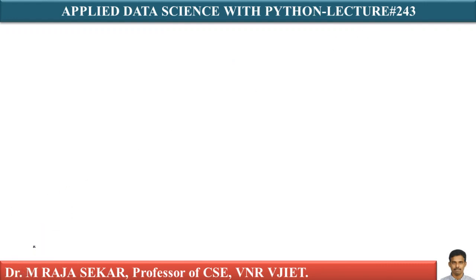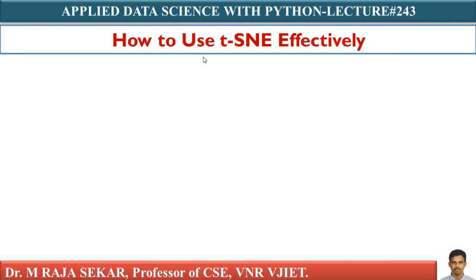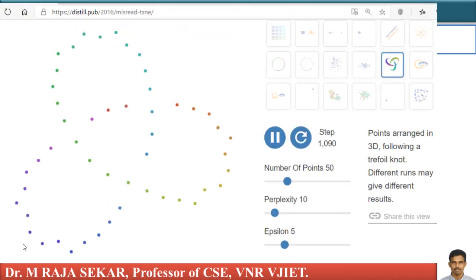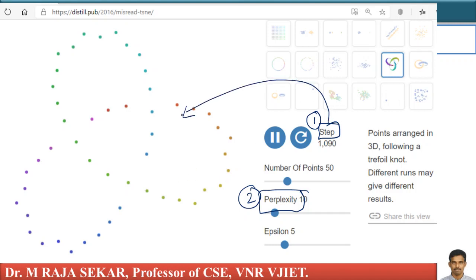In this lecture, I will continue my discussion on how to use t-SNE effectively. Let me recall my previous lecture. We were discussing two most important parameters. First one is step. Let me say this is my first parameter, step. My second parameter is perplexity.